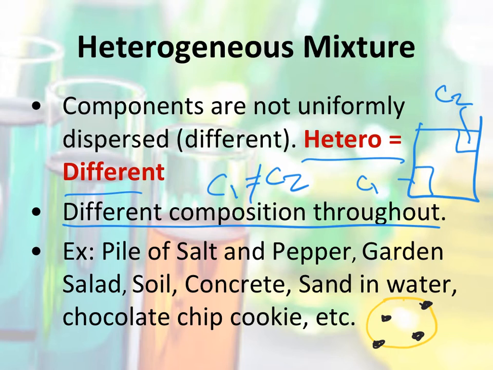So if I took my sample right here, we'll call that C1, composition 1, and I took my sample right here, composition 2, you can see that there's going to be a different composition on that. So again, chocolate chip cookie is a great example of a heterogeneous mixture.